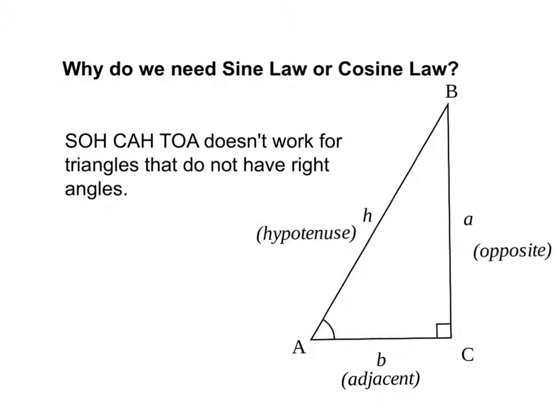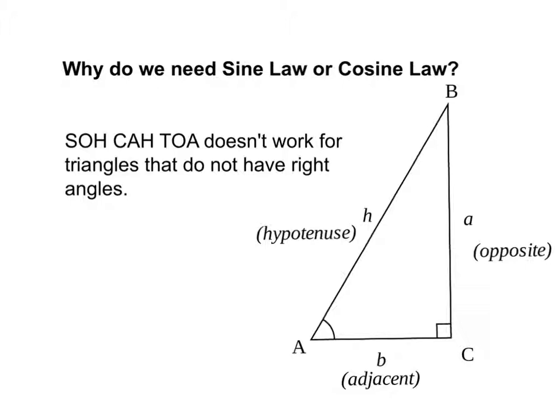Why do we need sine law or cosine law? Well, that's easy. SOHCAHTOA is what we learned in grade 10, and with SOHCAHTOA, we need a right angle triangle so we can label our hypotenuse, our opposite, or adjacent, and use a sine, cosine, or tangent ratio. If you need more information about SOHCAHTOA, please see one of my previous videos.